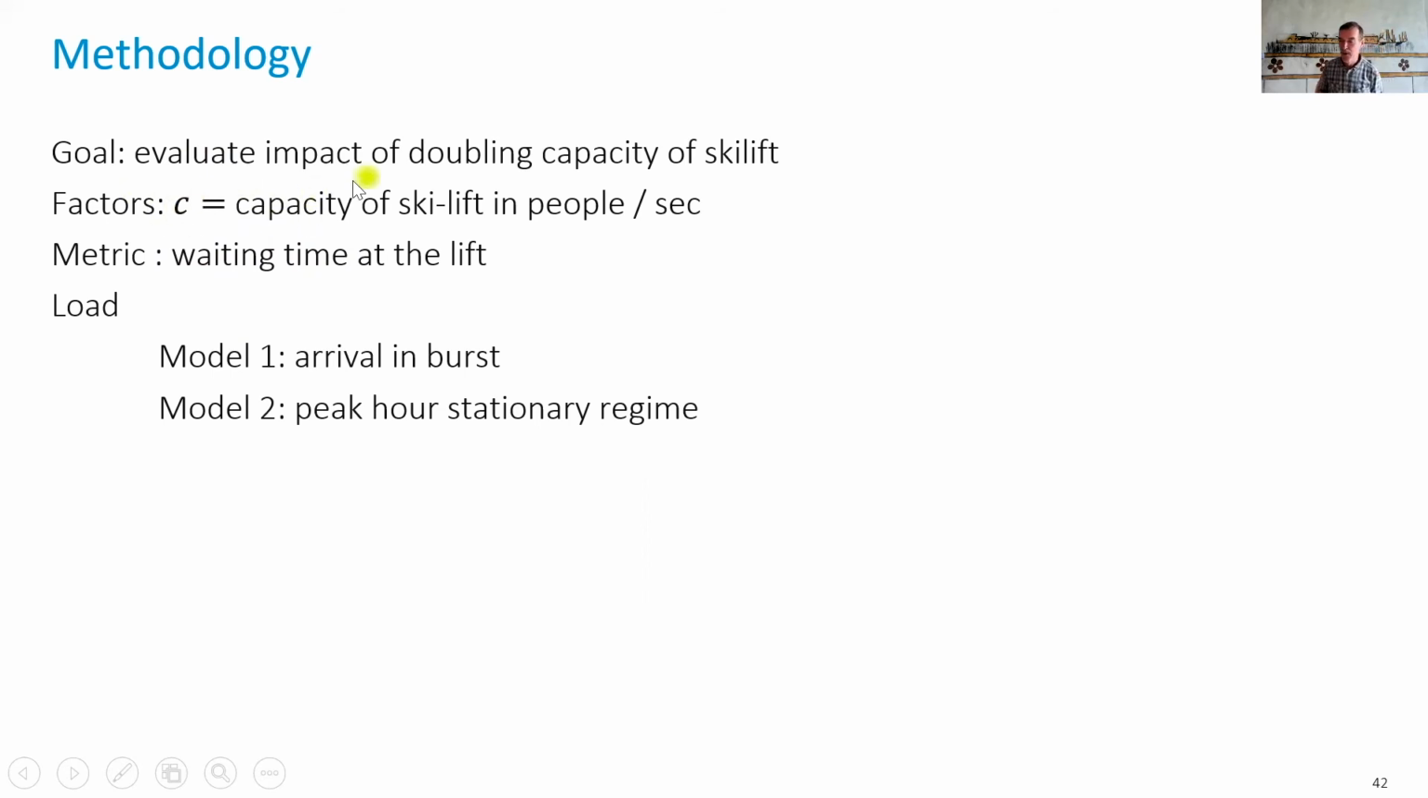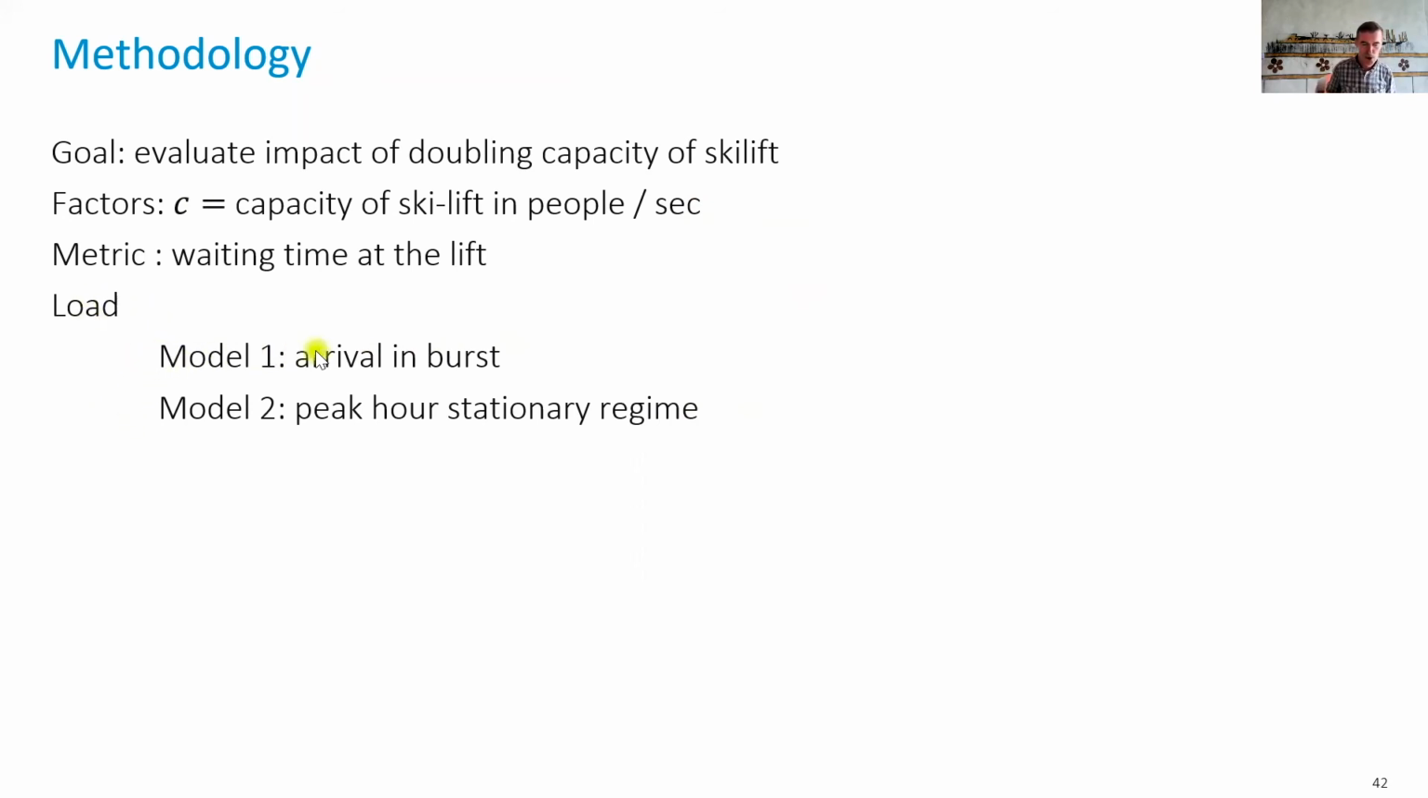As we have seen in the methodology part of this course, we need to have a well-defined goal, factors, metric, and a load. The load for a ski resort is not an easy thing, right? You will find that very often in the mini projects when you will have to do an exercise on your topic of interest. Perhaps the load will be one of the things that will cost you a lot of reflection.